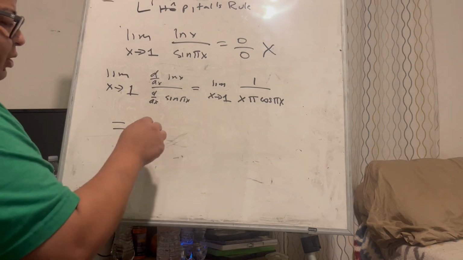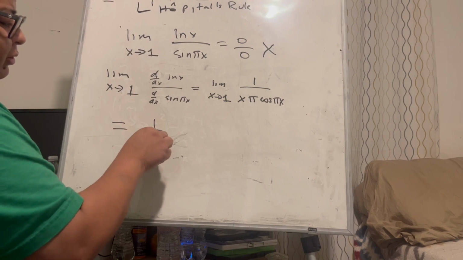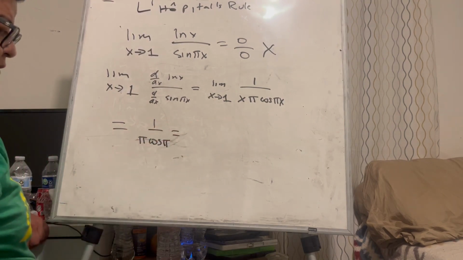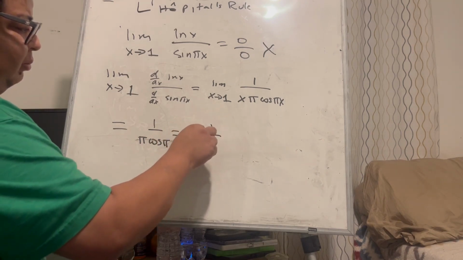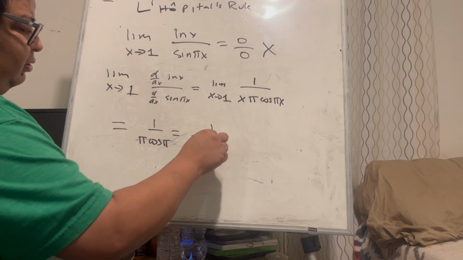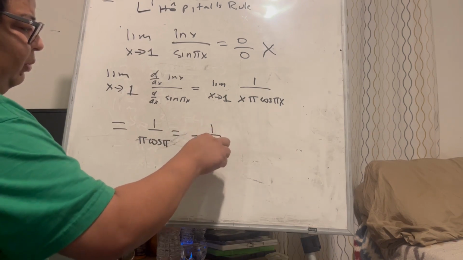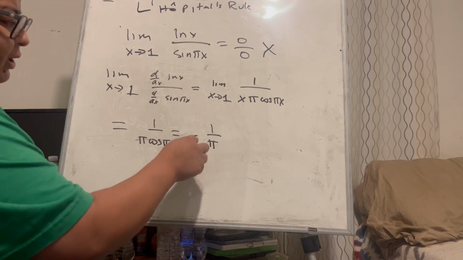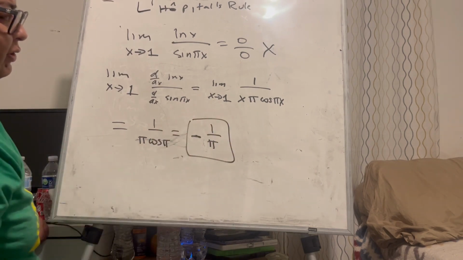So the limit becomes 1 over pi cos of pi, and what's cos of pi? That's negative 1, so that's equal to 1 over minus pi, so negative 1 over pi. Don't forget the minus. So that should be our answer.